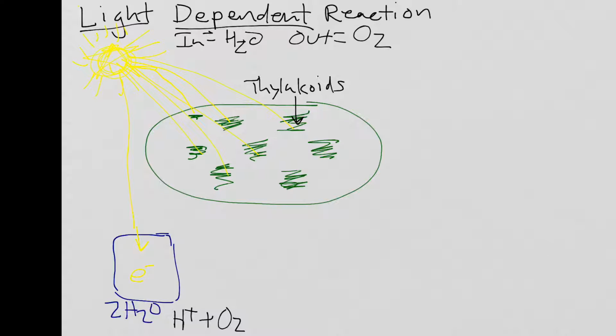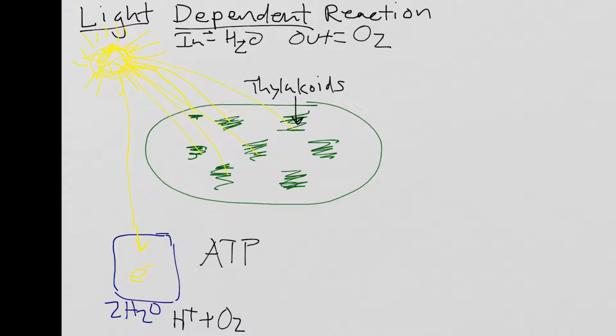Now, the hydrogen ions are going to be used to generate ATP. So you've got this little machine called an ATP synthase that is going to use these hydrogen ions, and then what you're going to end up with is you are going to make an ATP.